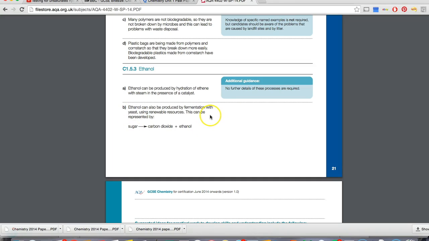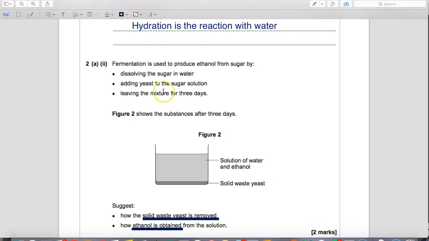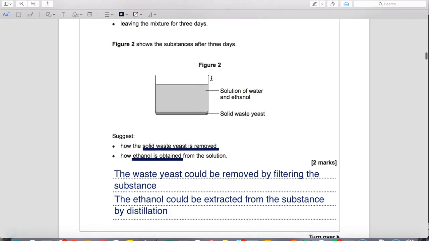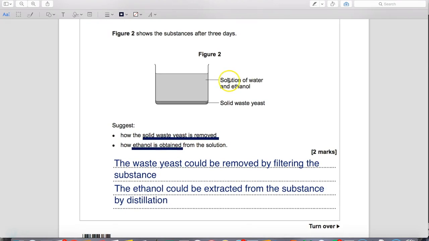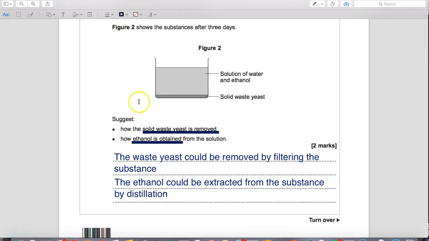So actually the question isn't asking us anything about that part of the knowledge. In fact, it's given us that, as you can see here. What it's asking us is something different. Figure 2 shows the substances after 3 days. The solution of water and ethanol is lying on the top, and then you've got solid waste yeast at the bottom in like a layer. It's asking us to suggest how the solid waste yeast is removed and how ethanol is obtained from the solution. So 2 things. If we again focus on how many marks there are, 2 marks can be given. So 1 mark for answers to both of these things.